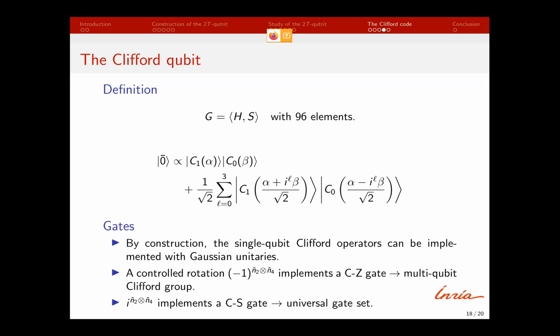This time, in addition to the single qubit Clifford operators that are implemented with Gaussian unitaries because of the construction, we also have a control rotation that enables us to get a CZ gate. And then we have another control rotation that implements a CS gate. The good point is that this CS gate does not belong to the Clifford group, so it makes a universal gate set.